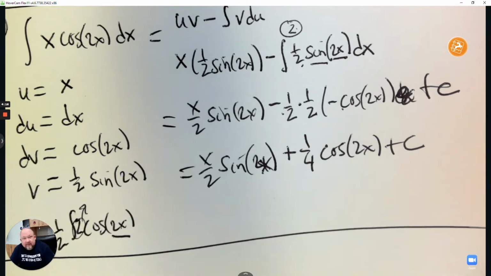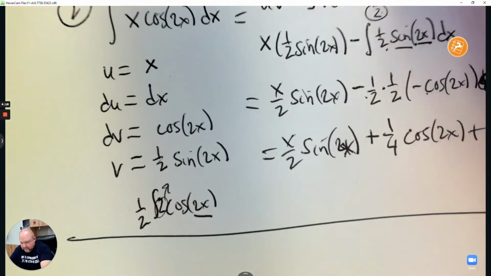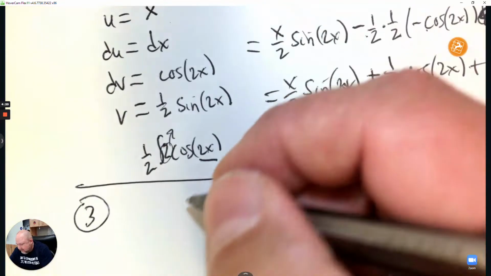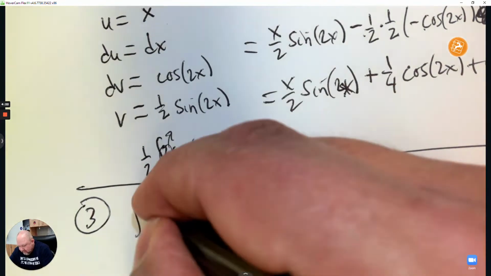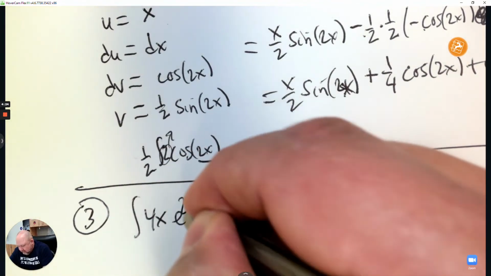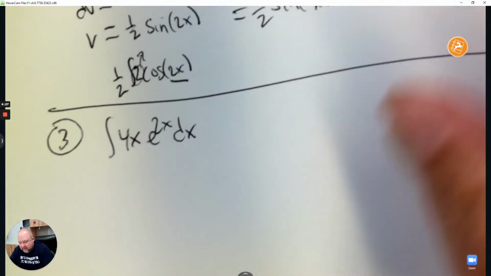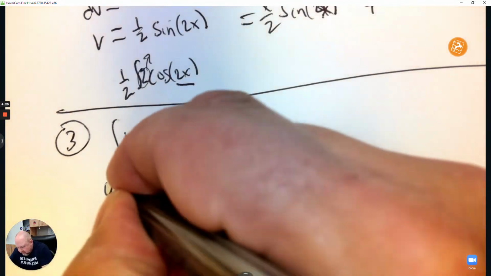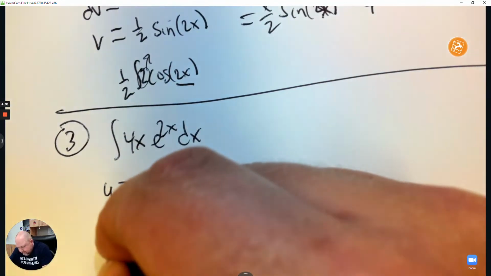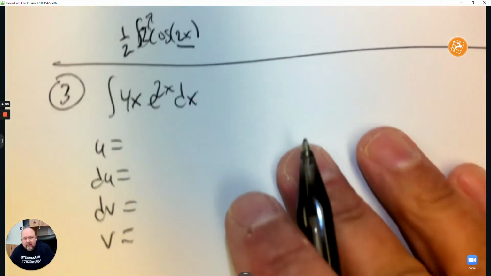All right. It's already getting better, right? Or no? Let's keep practicing. Integrate 4x e to the 2x. So again, I'm going to set it up. I'd like you to press pause and see if you can set it up. Can you find these values that we need for the formula?